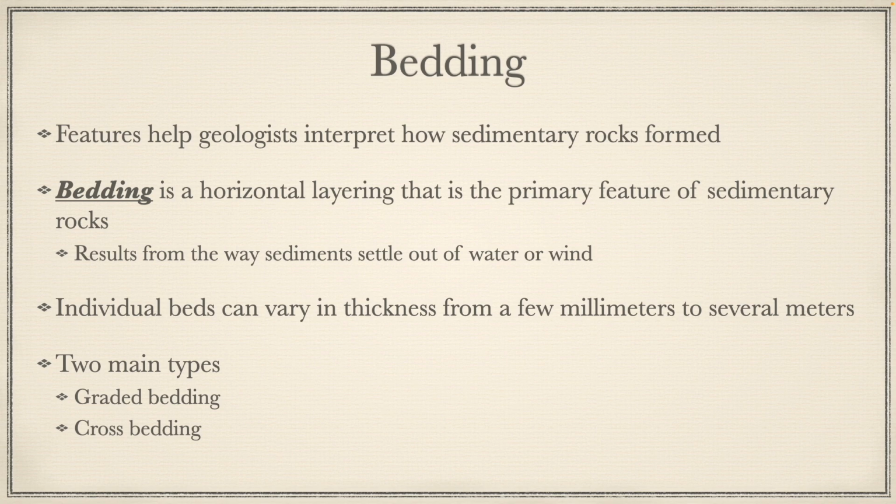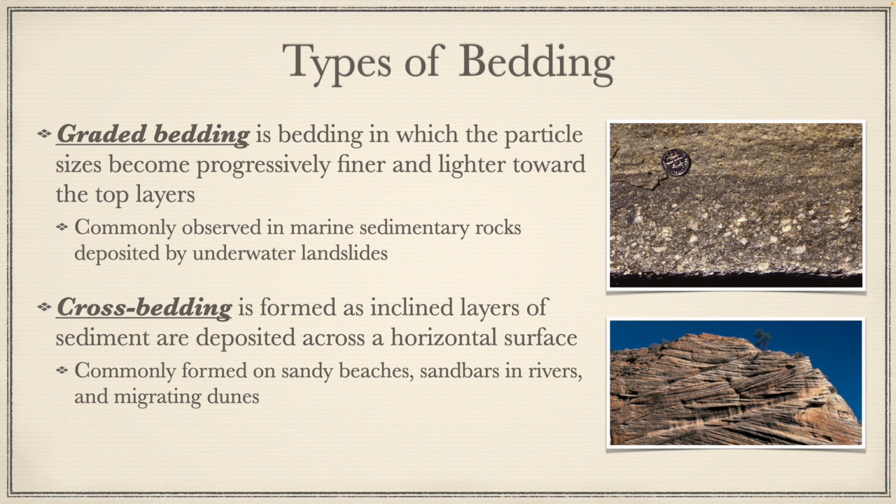And then there are two main types. You have graded bedding, and then you have cross bedding. Now, graded bedding is bedding in which the particle sizes become progressively finer and lighter toward the top layers. Or you can think about it as you go down, the grains get bigger. So the grains are bigger down here towards the bottom, and they get finer as you go towards the top. It's commonly observed in marine sedimentary rocks deposited by underwater landslides, because landslides stir up all this sediment, and then the larger particles settle first, and then the lighter particles settle on top of them.